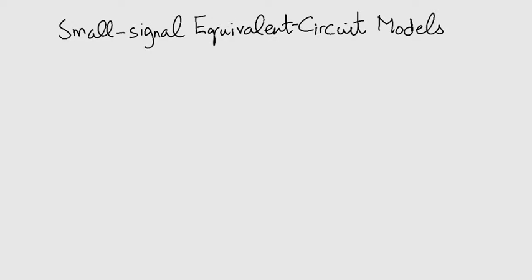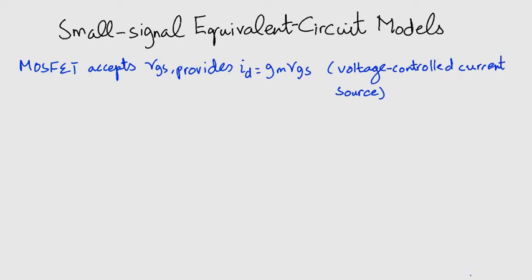The MOSFET behaves as a voltage-controlled current source. Let me explain that to you. It accepts a signal VGS between gate and source and provides a current gm·VGS at the drain terminal. And so it is a voltage-controlled current source, if you remember this topic from network analysis.